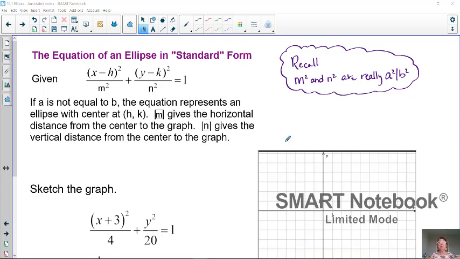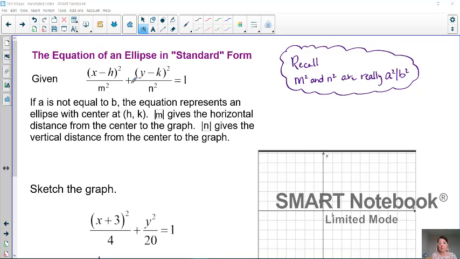So let's do an example now that we know all the parts of the ellipse and identify those and graph our ellipse. Now I have the equation of an ellipse in standard form, and I hope you immediately see the difference from the previous video.